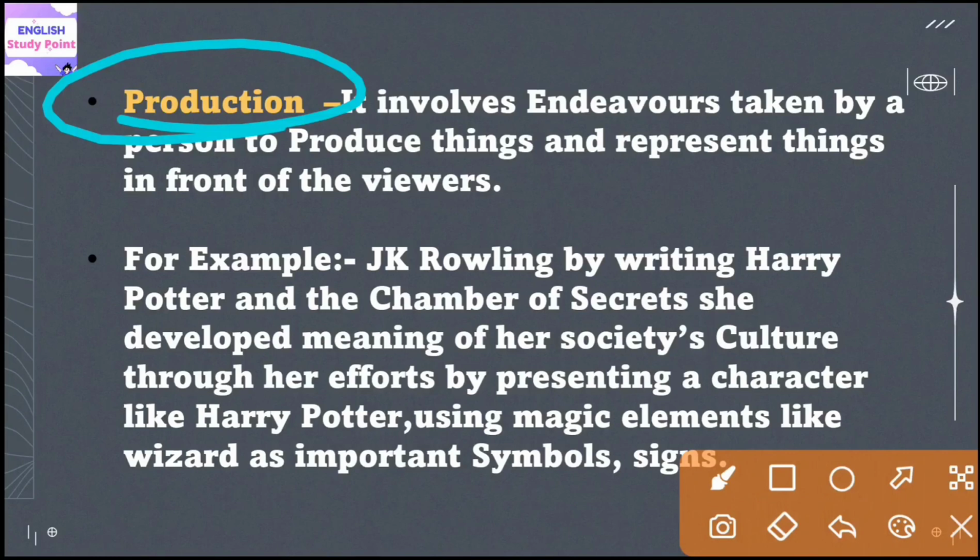Production means efforts taken by an individual author to produce things in a text and also to represent those things in front of the viewers.